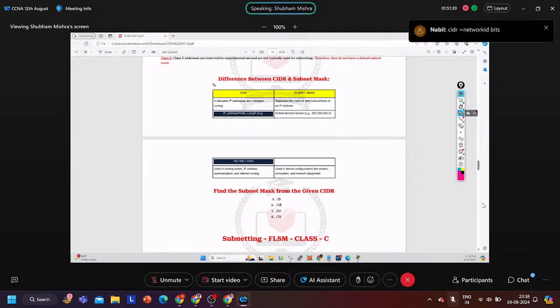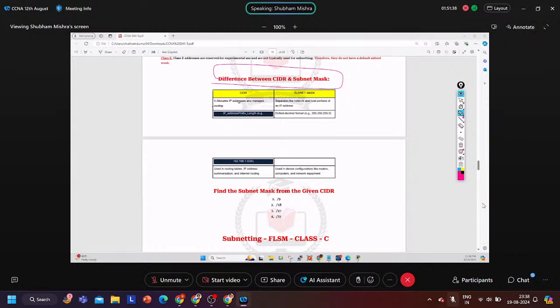I already mentioned these things. It allocates the IP address and manages the routing. I told you, router generally maintains the CIDR value. And it separates the network and host portion in the IP address. That is the use of subnet mask. CIDR just tells you about the number of network bits, guys. But subnet mask tells about the number of network and host bits.